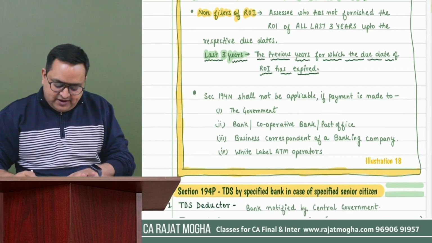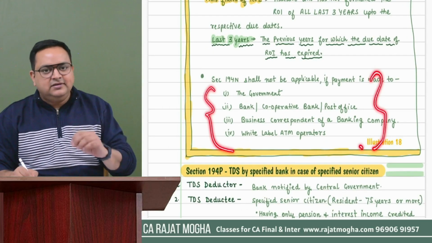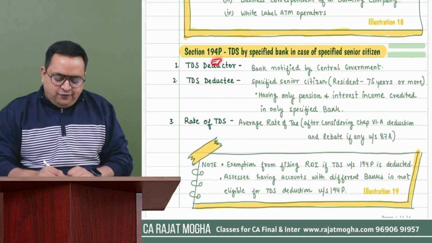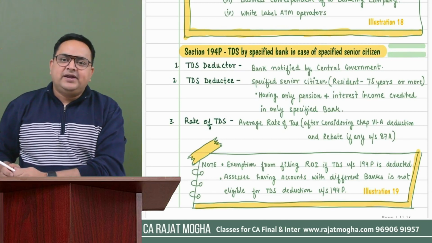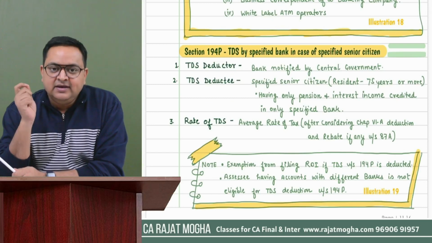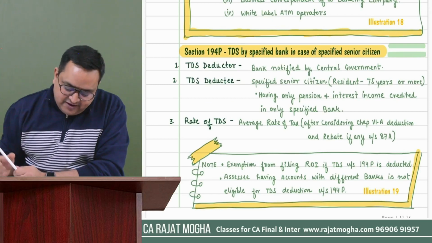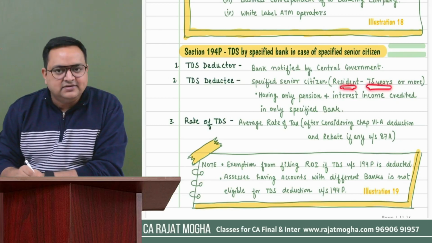Right, so 194N is important. Also, you should know 194N is not applicable in these cases. There is another section, 194P. It was introduced last year. 194P applies to those assessees who are mainly senior citizens, and here the senior citizen is 75 years or more, plus resident.